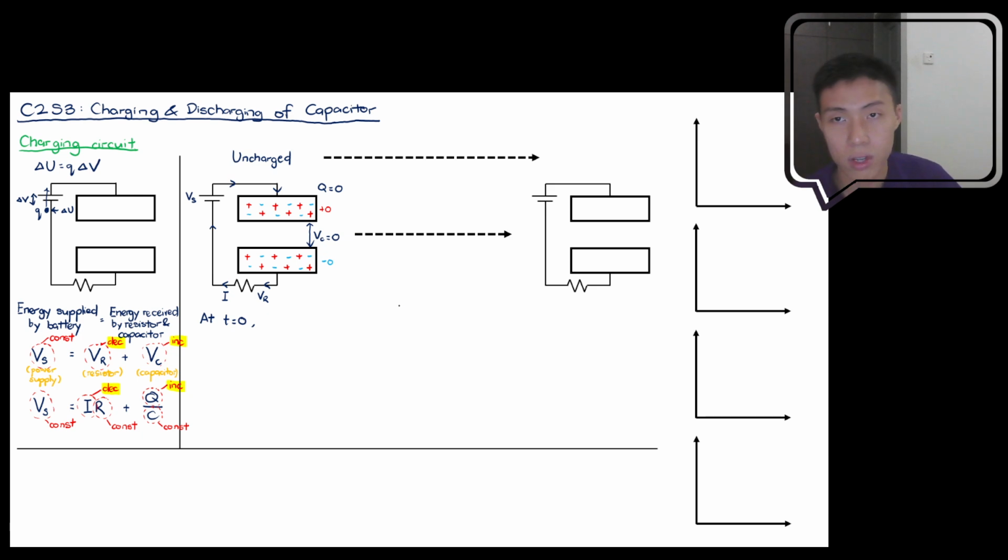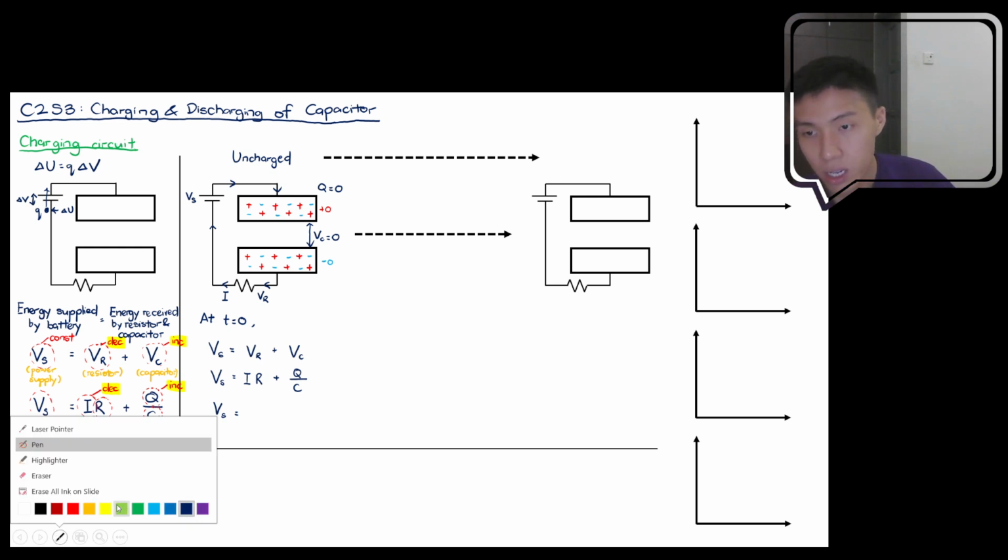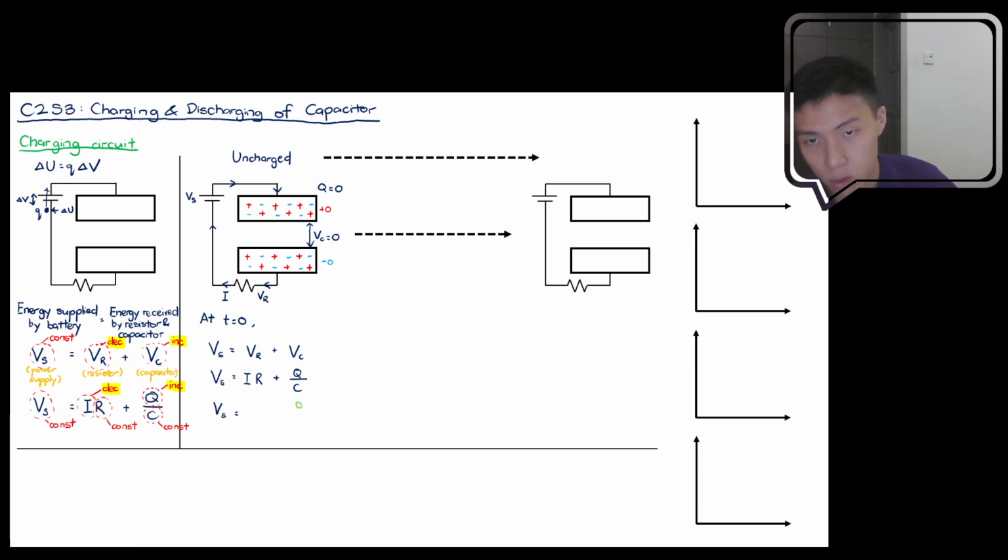So time is equal to 0 at this moment. If you wish to investigate again the same equation, Vs is equal to Vr plus Vc. If we open it up, this would be Vs, this would be IR, this would be Q over C. What's happening at time equals 0 is Vs is still Vs, nothing has changed. But there's still no charge stored at all, so the charge stored over here should be equal to 0.